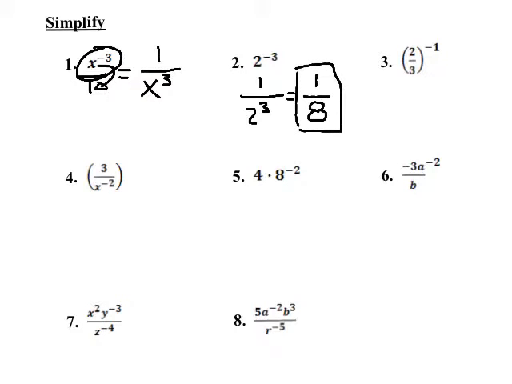Now, if you have a fraction like number 3 here, a negative exponent, negative 1, basically means you're going to have to flip everything upside down. The long way about this is, you can distribute this, so it'll become 2 to the negative 1 over 3 to the negative 1. And now both of these are going to have to flip upside down, so it then becomes 3 over 2.